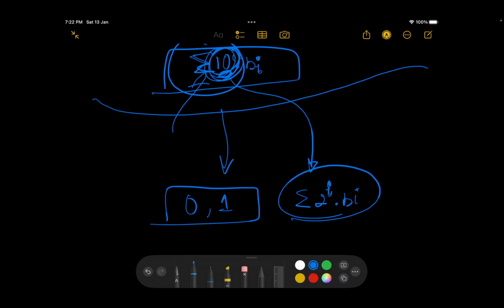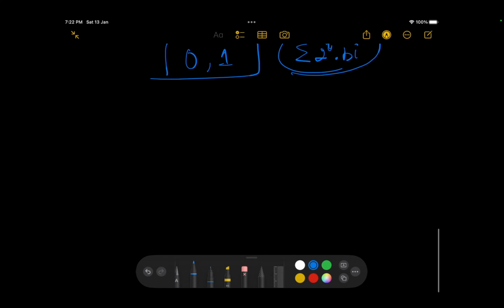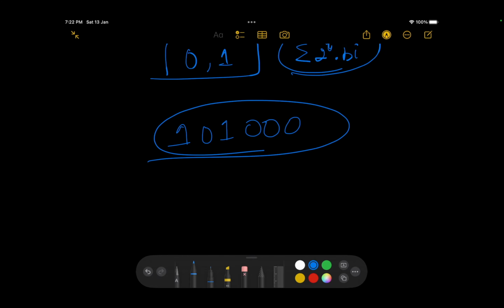So essentially, whatever number you're going to write in binary representation is going to be represented in terms of some ones and zeros. So it could be 1, 0, 1, 0, 0, 0. Let's try to understand what the value of it would be. So it's going to be 0 into 2 to the power 0, then a 0 into 2 to the power 1, then a 0 again into 2 to the power 2, then a 0 into 2 to the power 3.